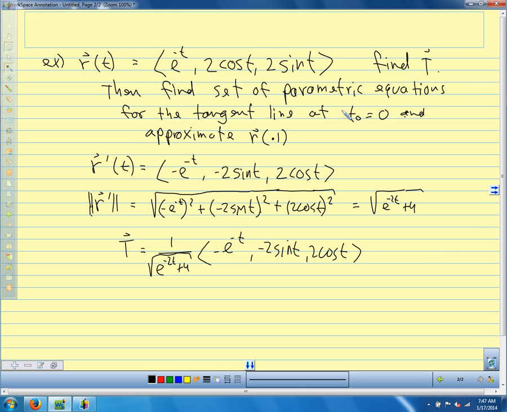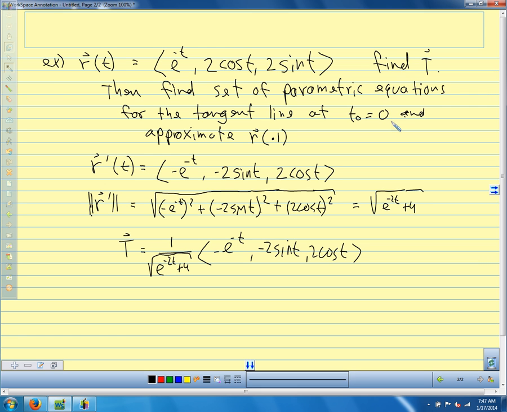And this is going to be our unit tangent vector at any time on the curve. So it's going to point in the direction of motion. Our magnitude is going to be 1. Pointing in the direction of increasing parameter, or in the direction of motion, mean the same thing. Now we want parametric equations for the tangent line at t0 equals 0.